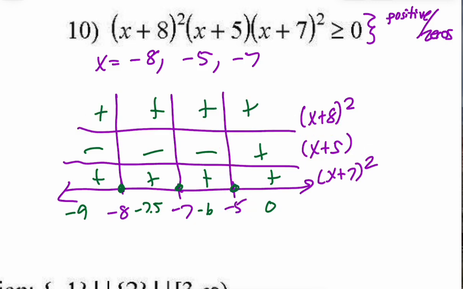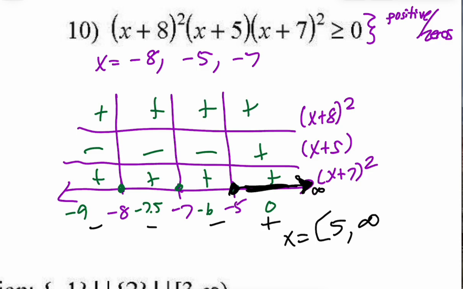So anyway, now let's put in what we got. This is negative, this is negative, this is negative, this is positive. We only want the greater thans, so we only get this region right here. We do include that in a bracket because of the equal to. Our answer is from 5 to infinity. Remember, infinity, no matter what, always gets a parenthesis.